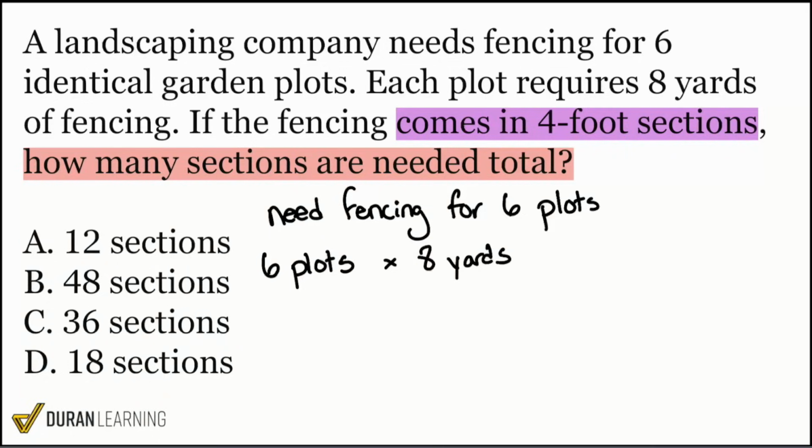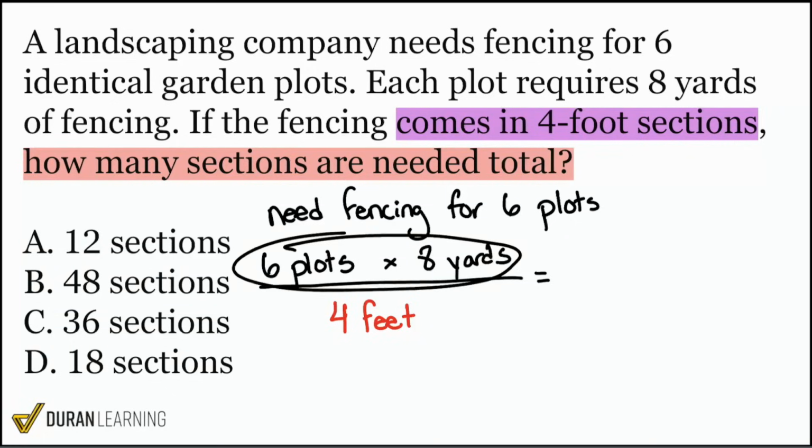So whatever this is over here, everybody, whatever the 6 plots times 8 yards is, we are going to take that and divide it by 4 feet. That's what we're going to do. But we have one little problem. One very, very little problem right here. Because, everyone, if we were to do the math right now, let me show you what would be wrong. Help me, everyone. What's 6 times 8? What's that going to be?